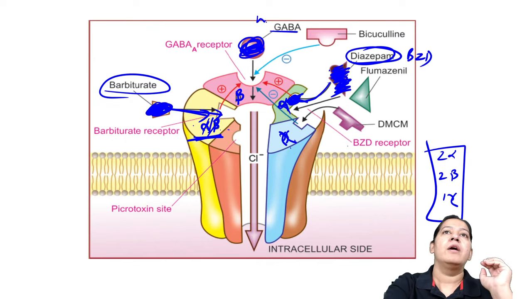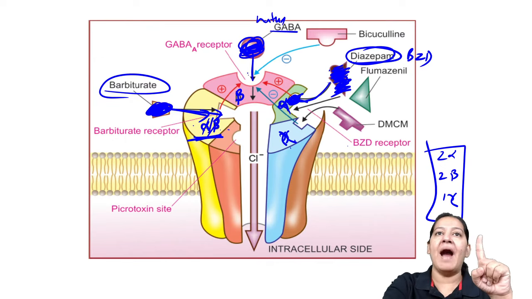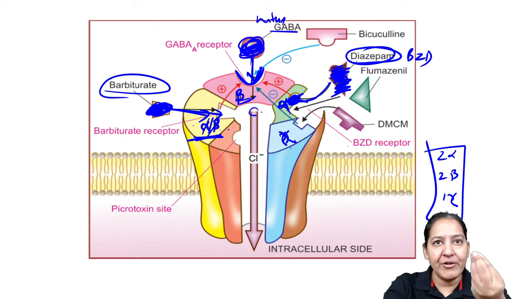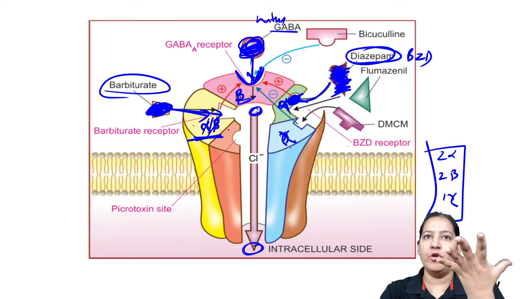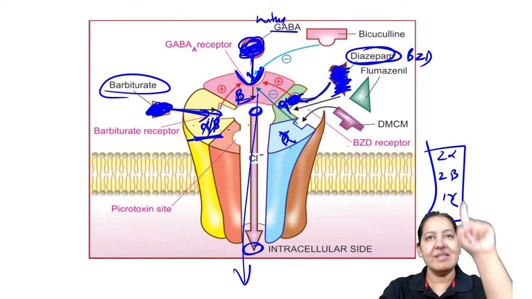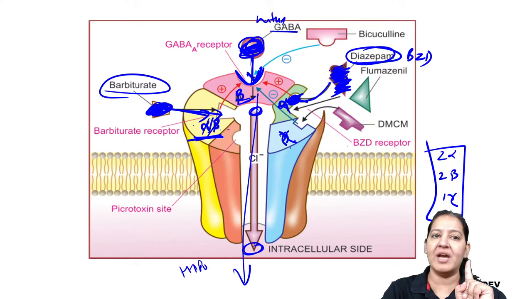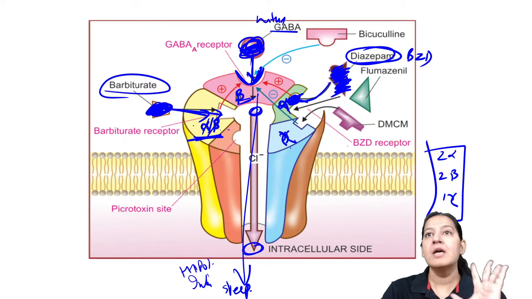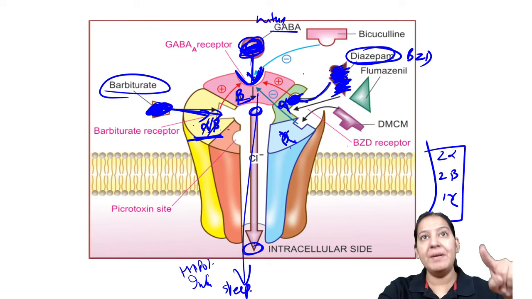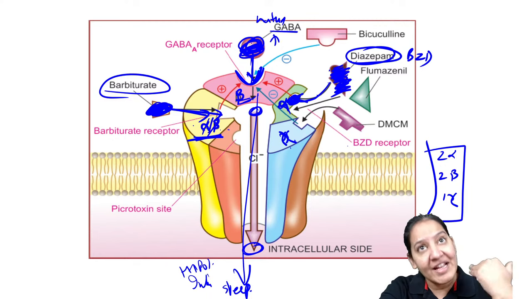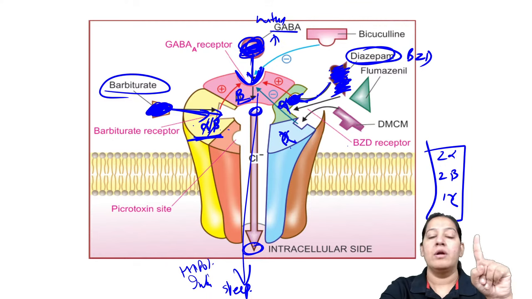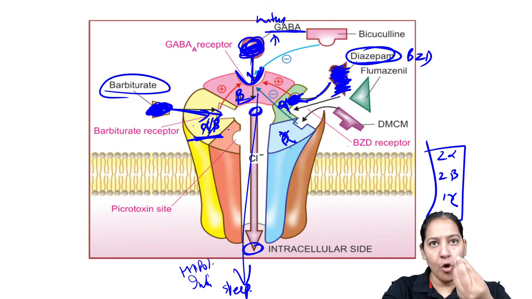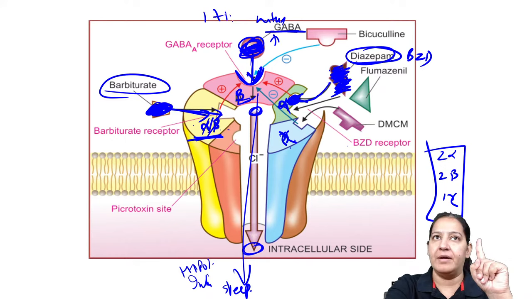This is natural GABA. Normally, this natural GABA comes and binds here on the receptor, on the beta, and increases the chloride opening so that chloride comes inside. Once the chloride comes inside, there is hyperpolarization, and it leads to inhibition. And inhibition leads to sleep. This happens normally. So diazepam, the benzodiazepine, increases the affinity of the natural GABA. Now what will happen? Initially, the natural GABA was coming and opening the chloride channel only one time.